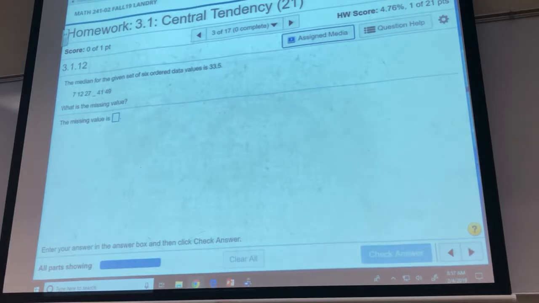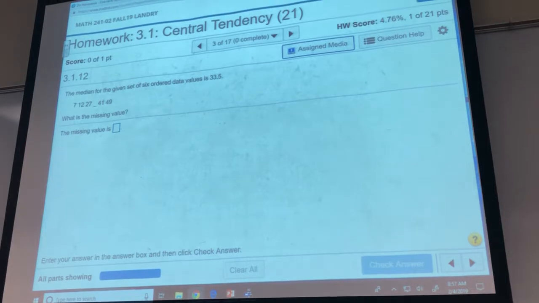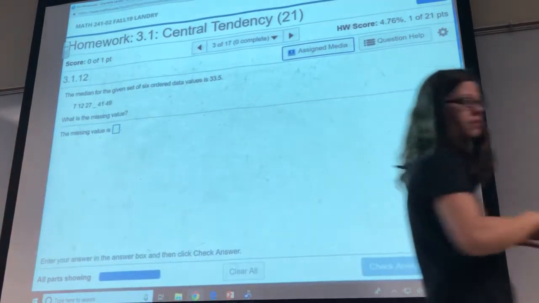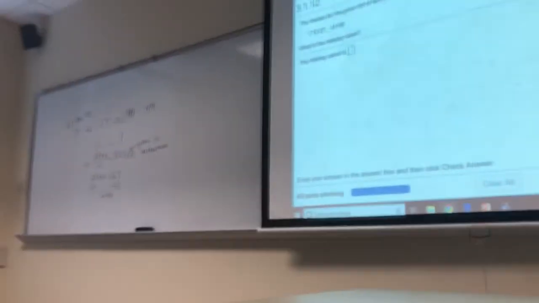So now we just have to solve this algebraically. To get the x by itself, we need to get rid of this 2, so we'll multiply both sides by 2. We get 27 plus x is equal to 67. And now if you just subtract 27 from each side, you should get x equals 40 for your answer. If you want to double check your work, do 40 plus 27, and then divide it by 2, and you should get 33.5.